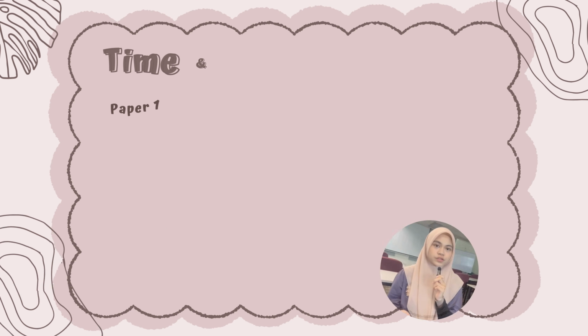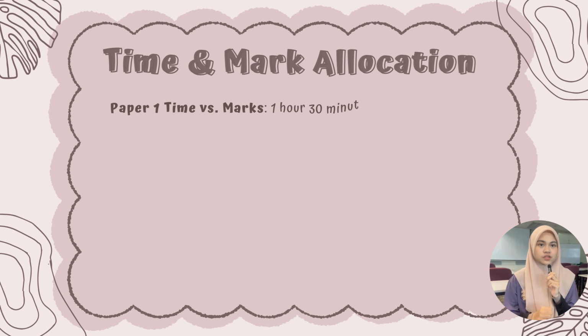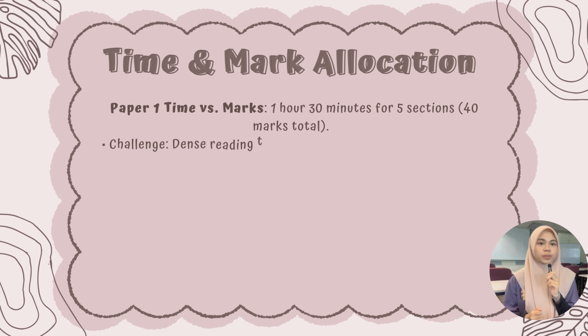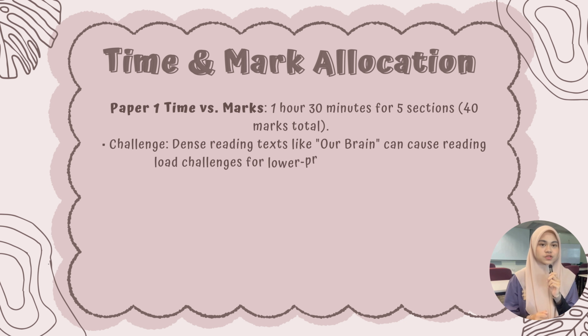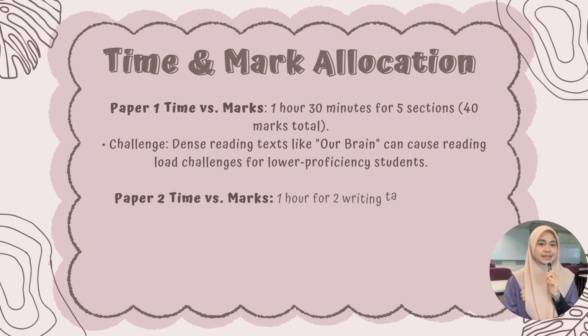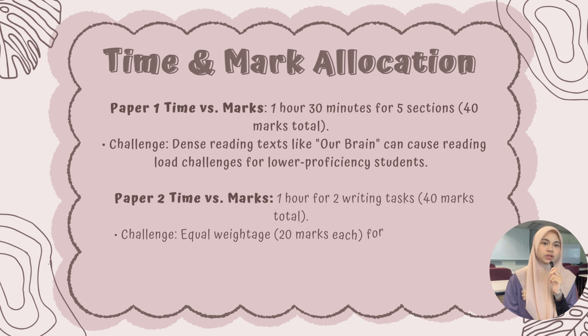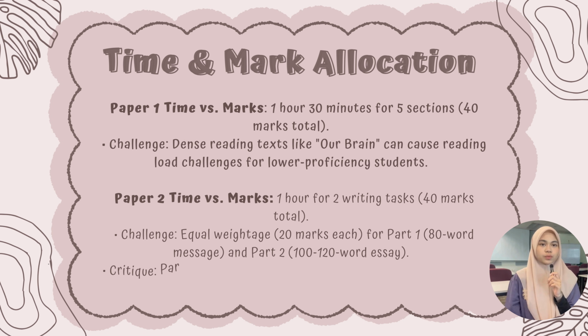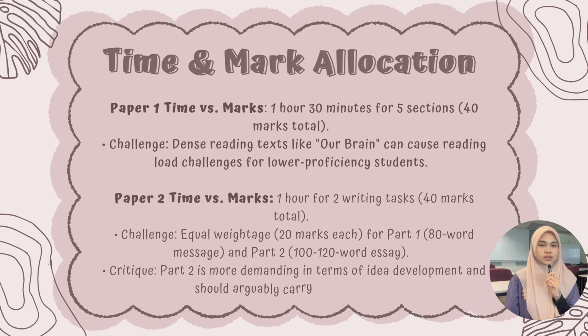Moving on to the structural logistics of these instruments, let's look at time and mark allocation. For paper 1, giving students an hour and a half for 40 marks is generally appropriate. However, we notice that highly compressed dense text creates a heavy reading load that might slow down lower proficiency students. When we look at paper 2, students have 1 hour to complete 2 writing tasks which are weighted equally at 20 marks each.